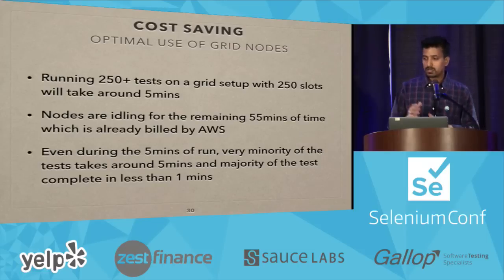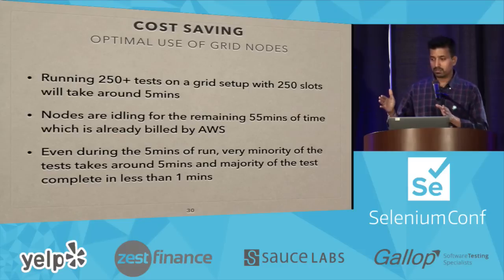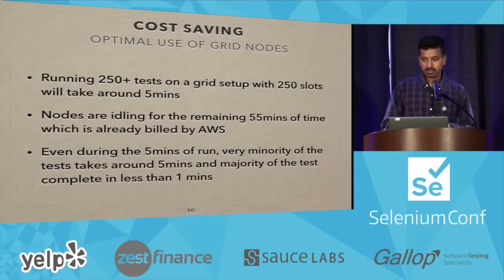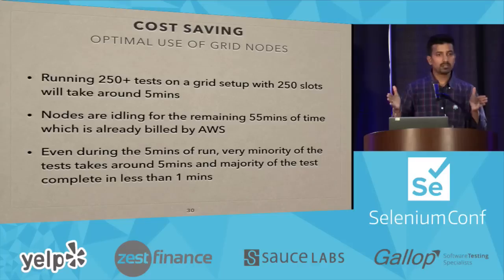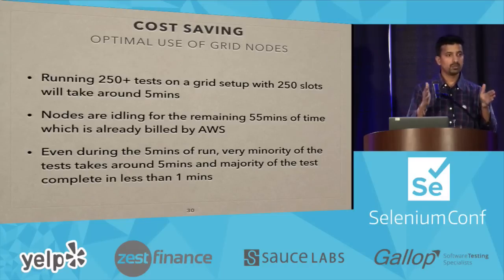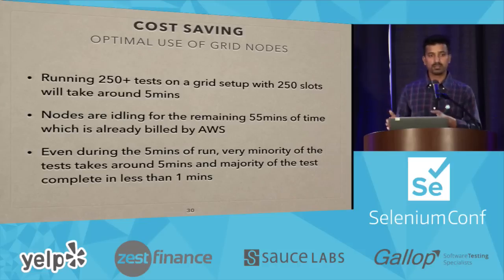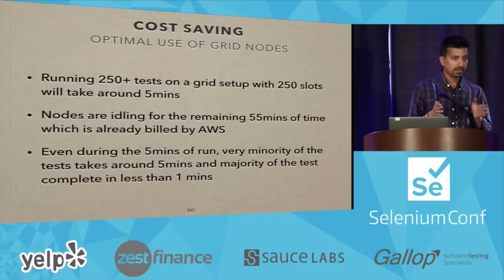So optimal use of grid nodes: running 250 tests on a grid setup with 250 slots will take 5 minutes. But AWS bills you for an hour. Whether you use it for 1 minute or 60 minutes, it's the same price. So you're paying for 1 hour, but you're only using it for 5 minutes, right?